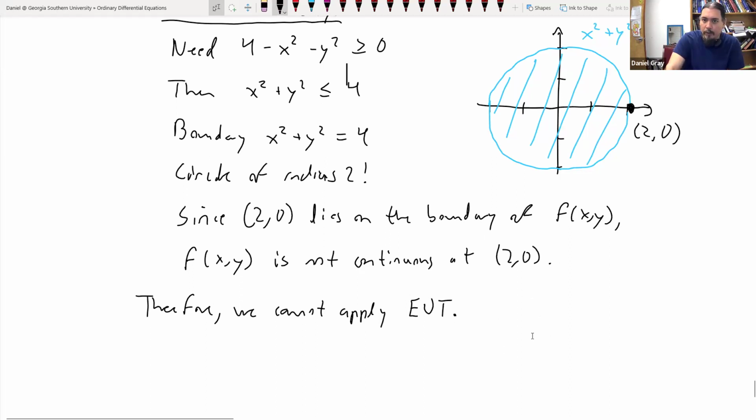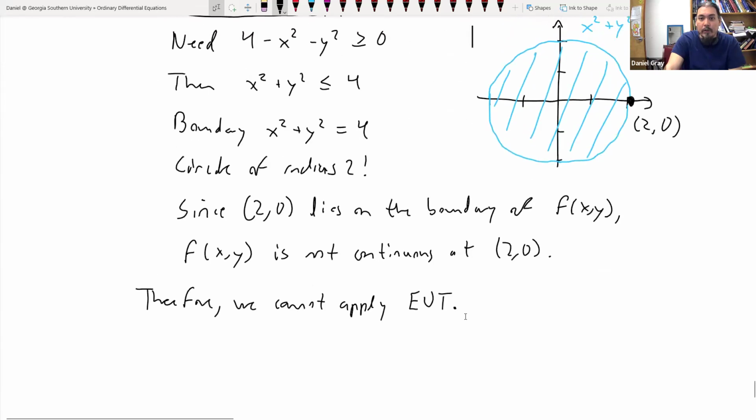Either the existence and uniqueness theorem applies, and you can say that there is a unique solution, or the theorem fails and you can't apply it. That's the most that you can say, though. Okay, all right, so that's it for section 1.2.